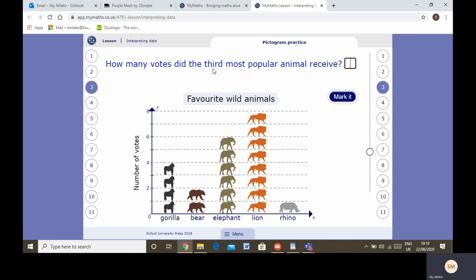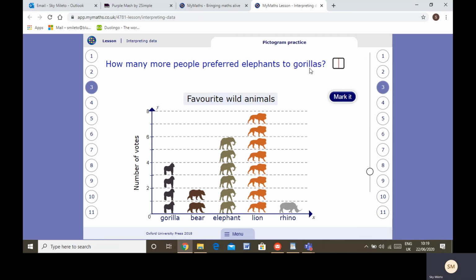How many votes did the 3rd most popular animal receive? Getting trickier, these questions. So lion we know is the most popular. The 2nd most popular we can see is elephant because that's the 2nd highest. So the 3rd most popular must be gorilla. Now the answer can't be gorilla because it says how many votes did the 3rd most popular animal receive. So gorilla wouldn't be how many. So we need to count. 1, 2, 3, 4. 4 people voted for gorilla.